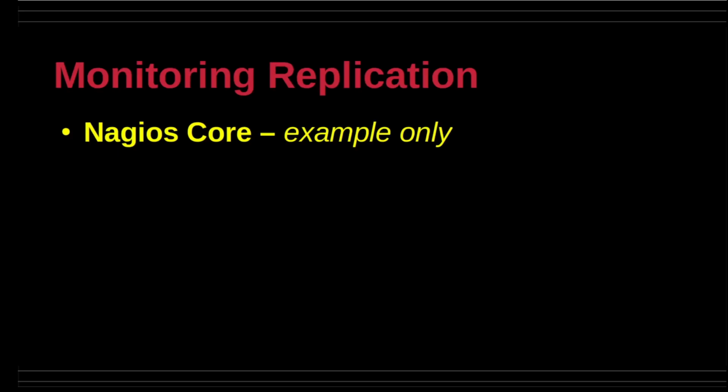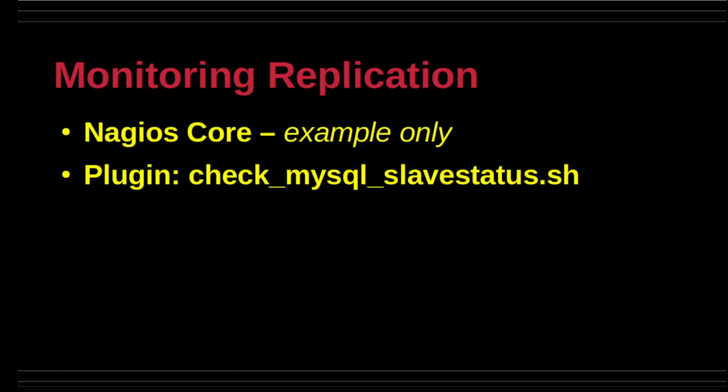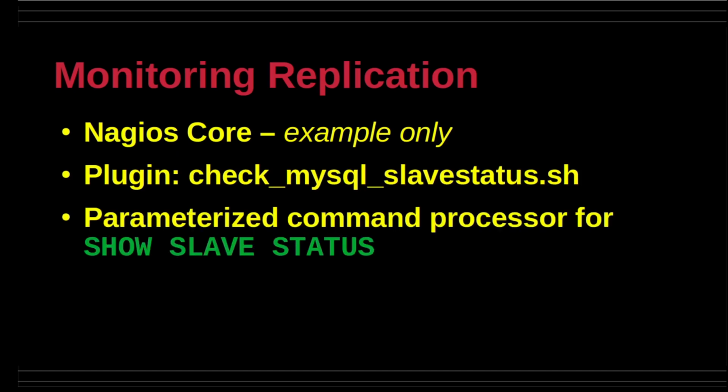Nagios Core is a popular infrastructure monitoring solution. There is a community-developed plugin to monitor the replication service at the replica server. This bash script, check_mysql_slave_status.sh, processes parameterized output from a show slave status command and packages it for display under Nagios.